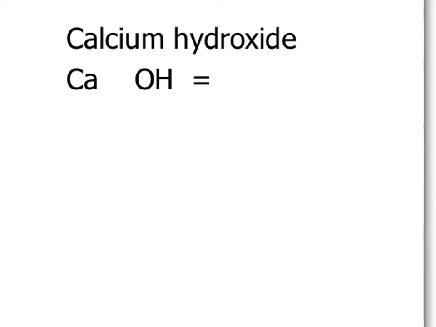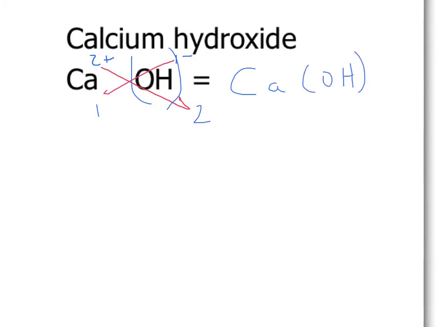Here's an example with a polyatomic ion. If I look on the periodic table, calcium's got a 2 plus charge, and on the back side of the periodic table you'll find a polyatomic ion chart. OH, or hydroxide, has a 1 minus charge. Now, I crisscross my numbers. Since I'm crossing a number over top of a poly, it has to be put in brackets. Now looking at my formula, it's already in lowest terms, so my final answer is Ca(OH)2.